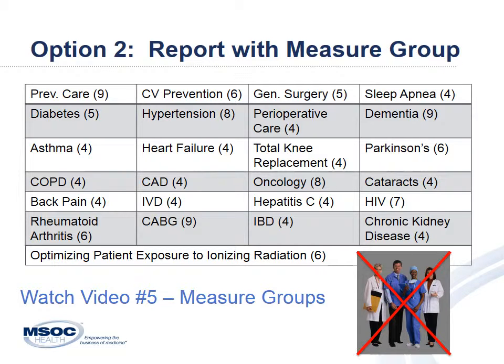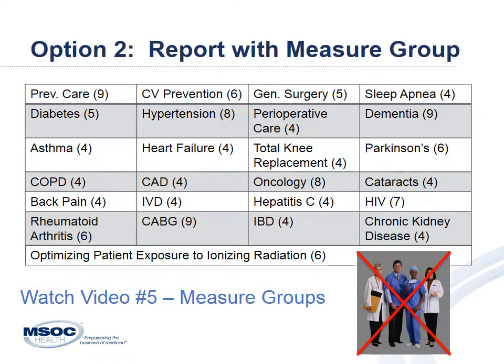The second option is to report using measure groups. A measure group is a group of 4 to 9 individual measures that apply to the same population of patients, for example, diabetics or patients with back pain. There are 25 defined measure groups that you see here.